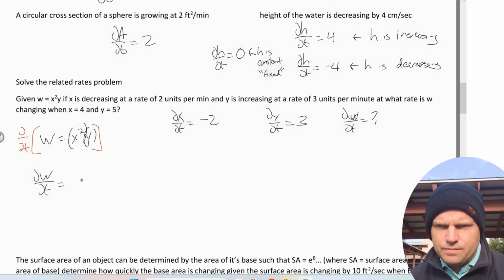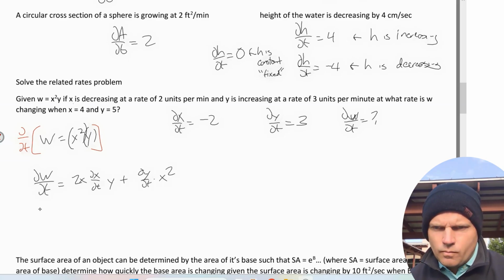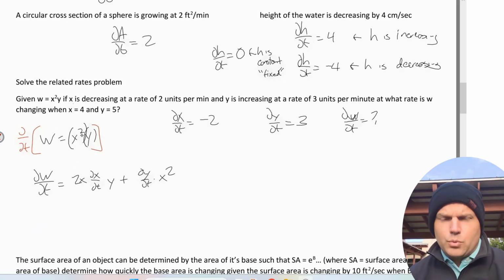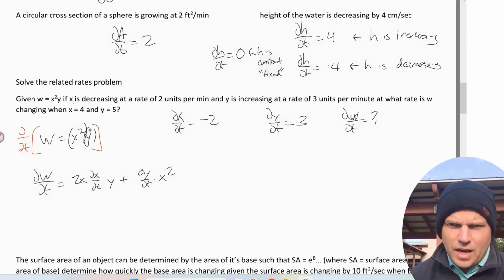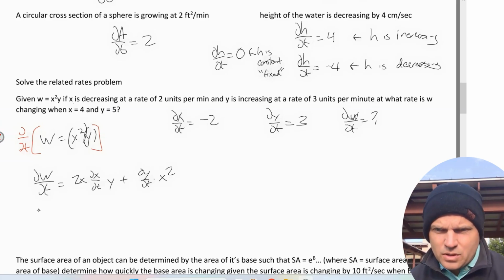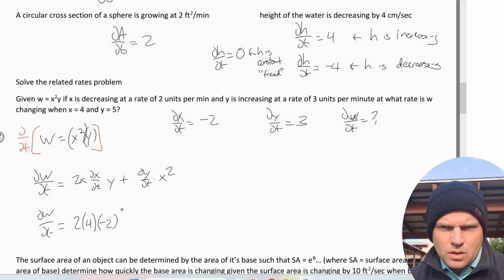We'll use the product rule. Product rules exist, just when you're taking derivatives of x's, it has a dx/dt afterwards. Y's, it has a dy/dt afterwards. We're finding dw/dt. We have all the information we need. X is 4. dx/dt is negative 2. Y is 5. dy/dt is 3. X is 4. Let's figure this out.